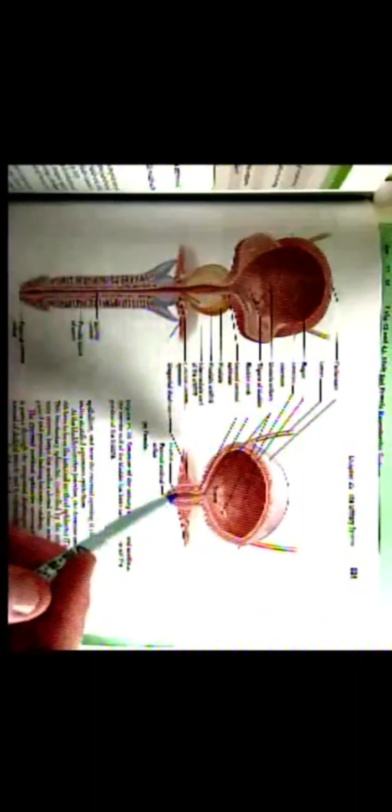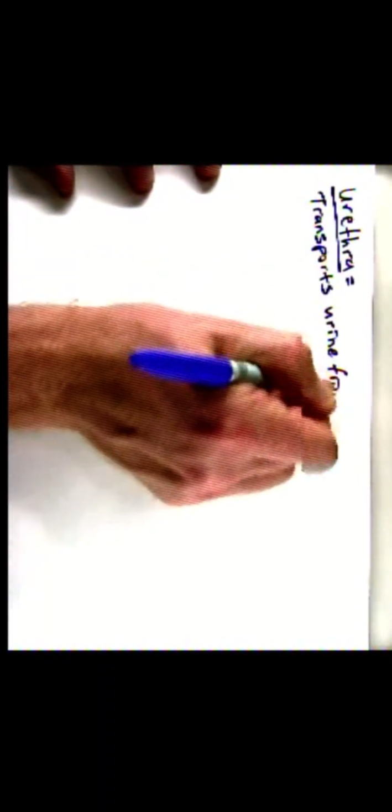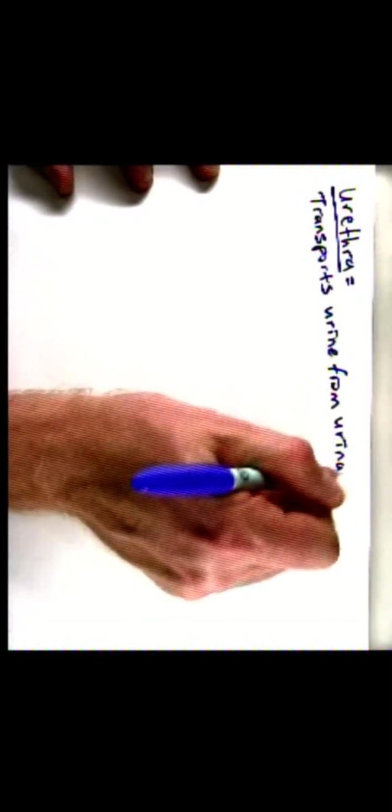The last structure in the urinary system that urine will pass through is the urethra. If you compare the male urethra, which is much longer than the female urethra, that equates to women having more urinary tract infections than men due to that shorter urethra. That's a big part of why it's more common in women. Let's go back to the urethra and finish up with that part of it. This is a structure that transports urine from the urinary bladder to the outside of the body.